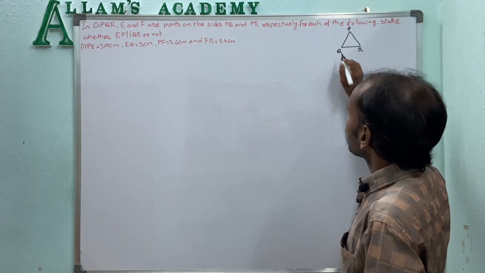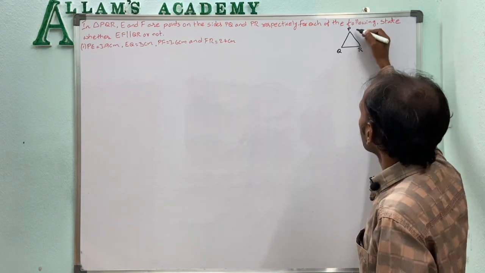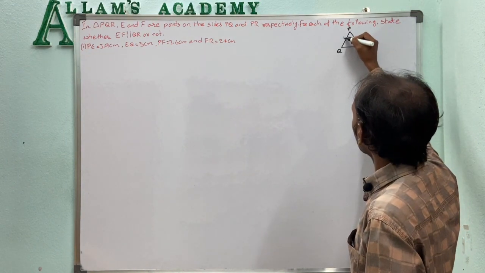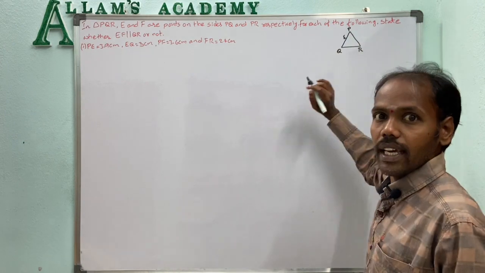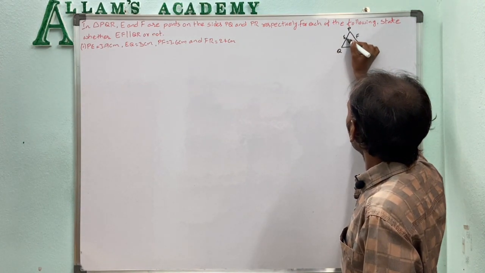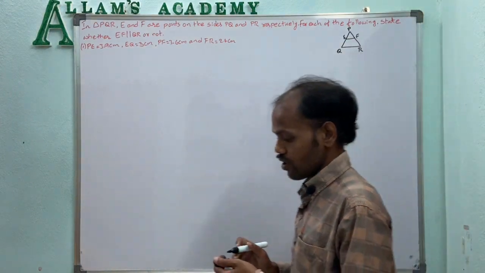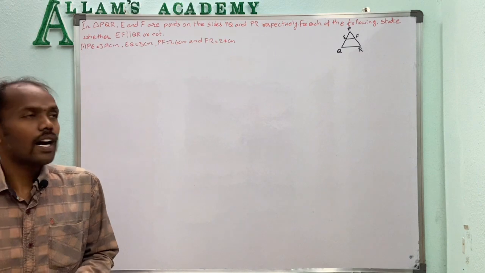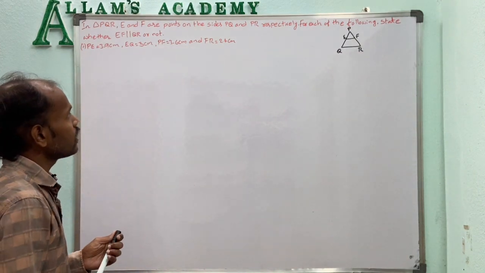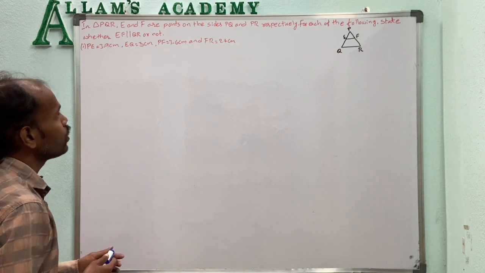E and F are 2 points on PQ and PR. So E is a point on PQ, and F is a point on PR, and the 2 points are joined. Now, whether EF is parallel to QR or not is what is asked.